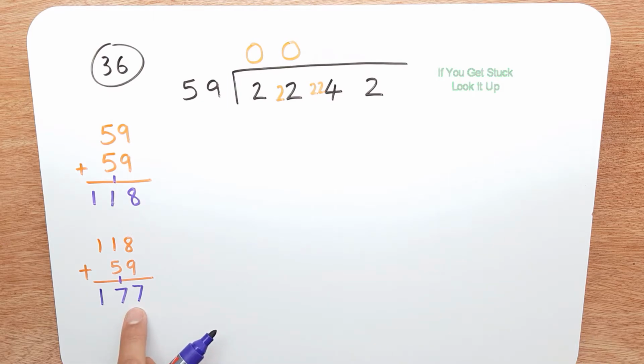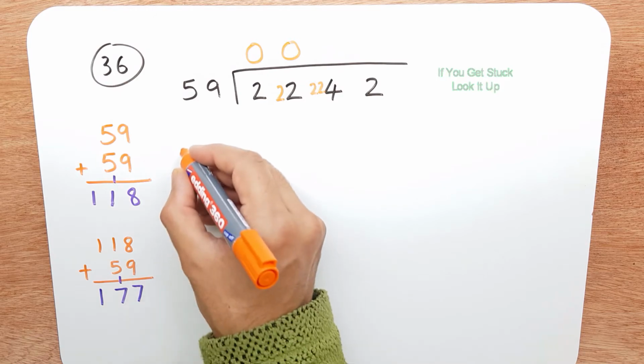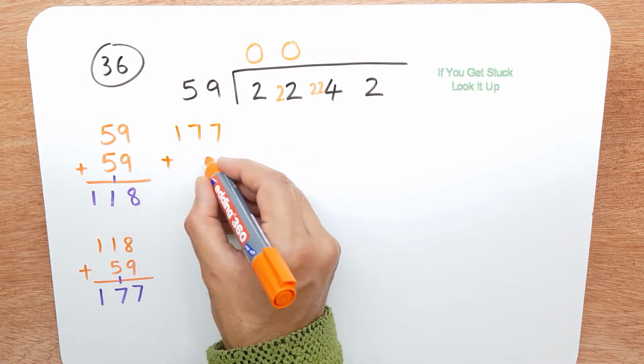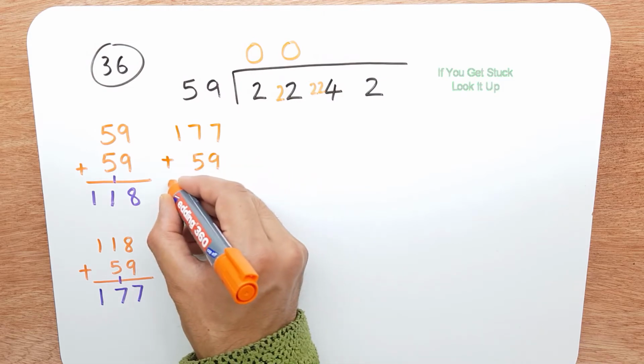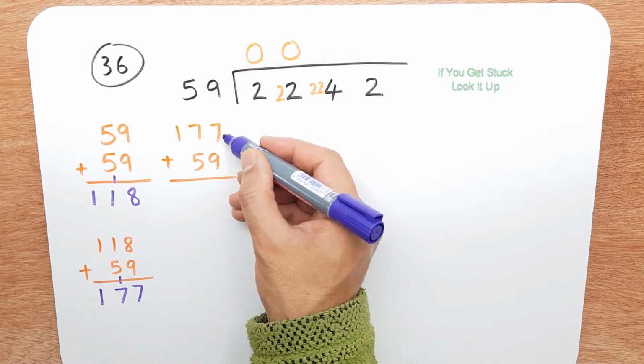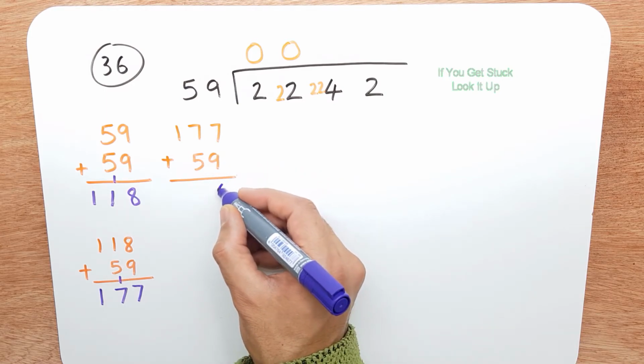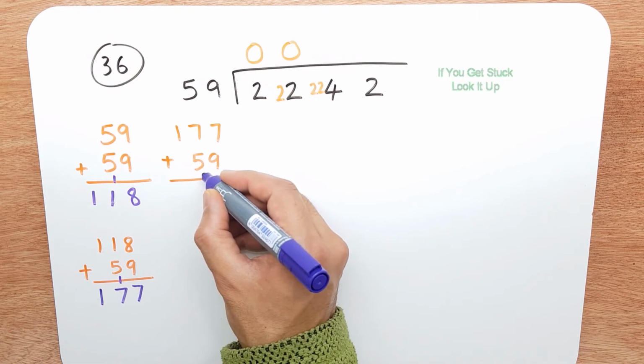Now we need to ask ourselves, can we add another 59? So let's try it here. 177 add 59. 7 add 9 is 16. We put the 6 down, carry the 1 over to the next column.